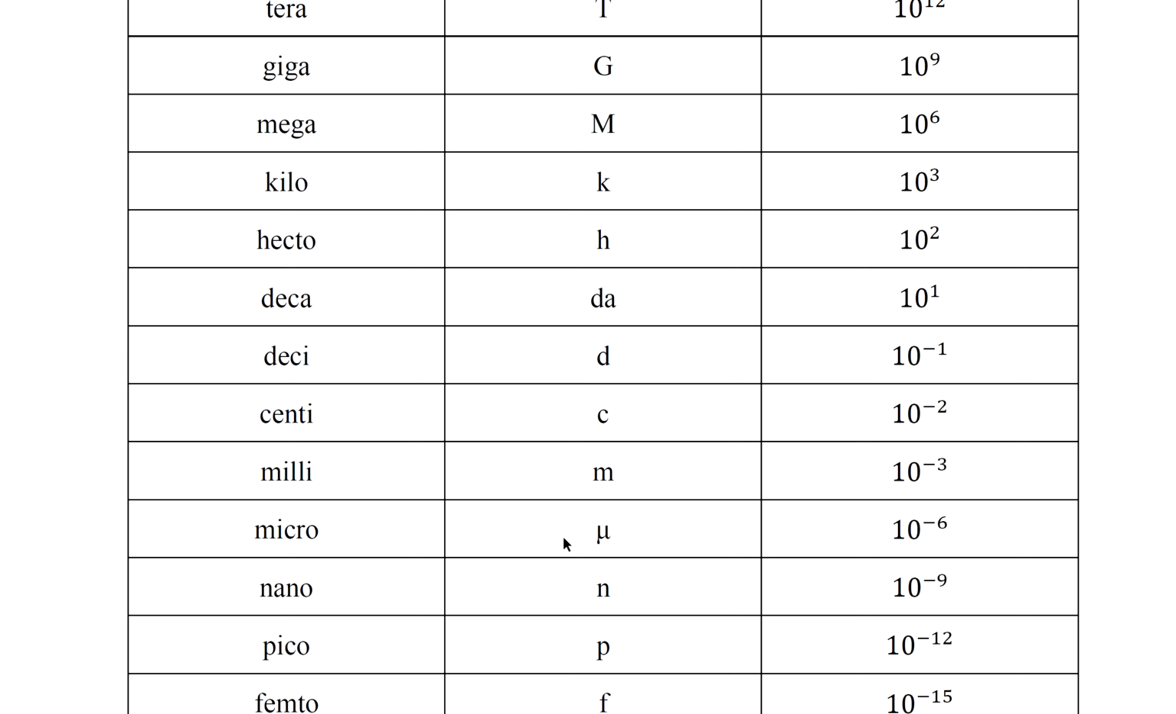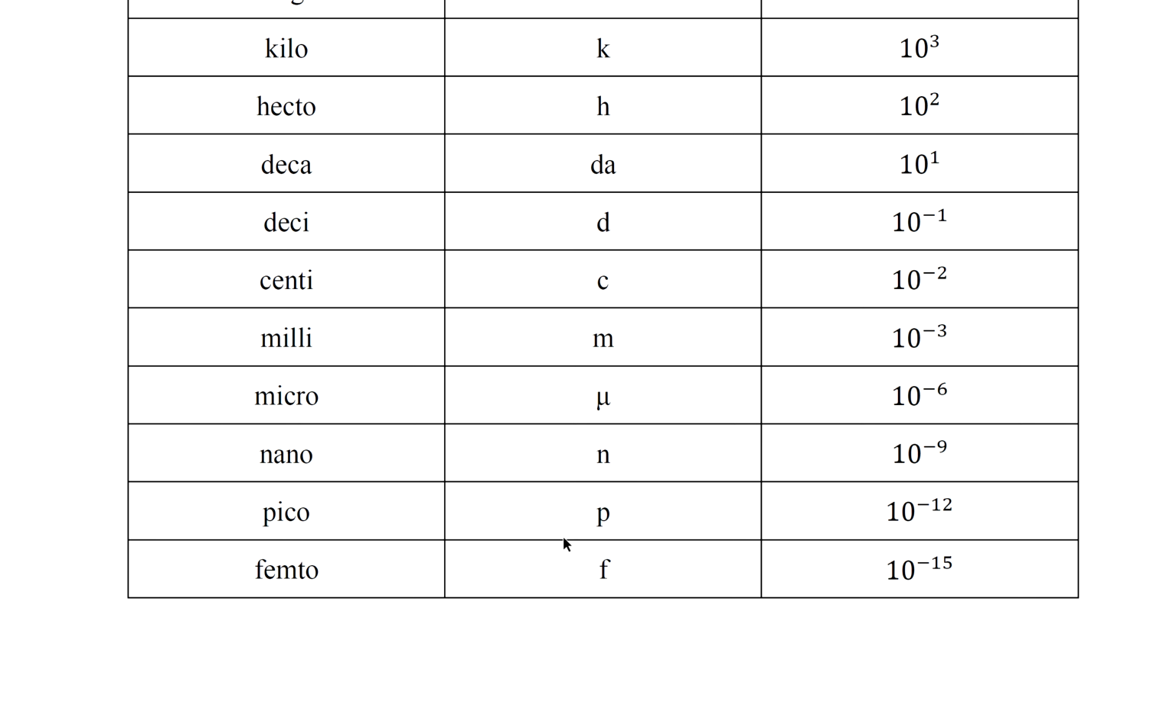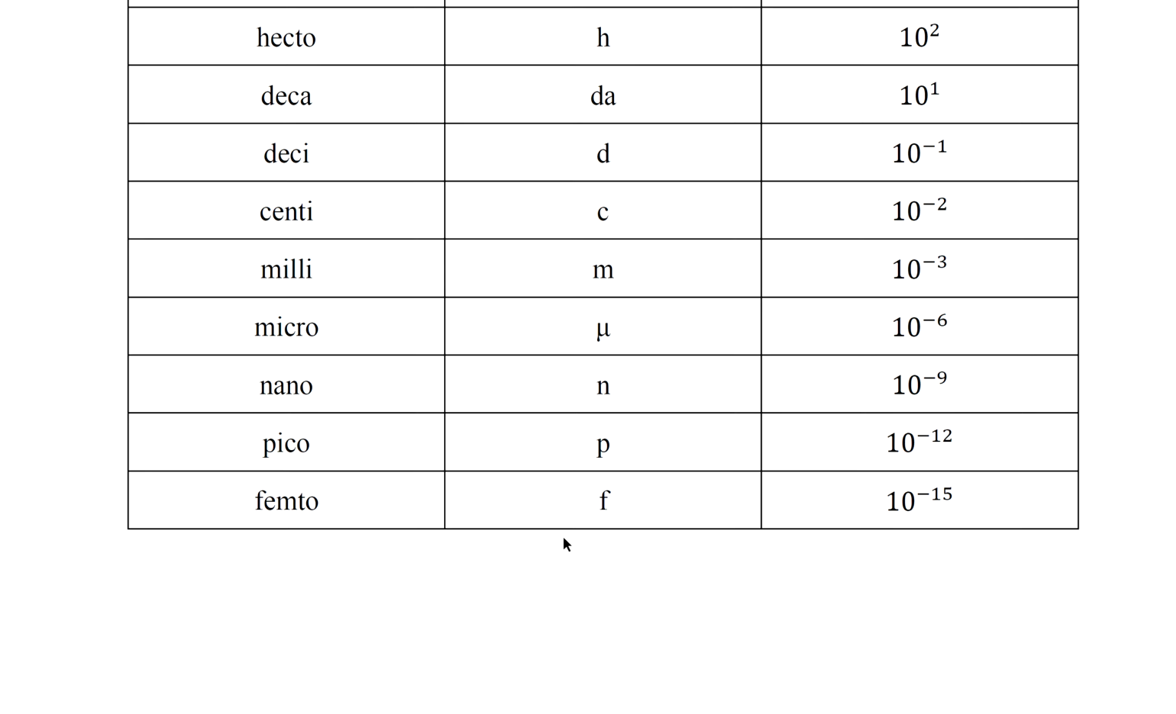Milli is 1 over 1,000. Micro is 1 over 1,000,000. Nano is 1 over 1,000,000,000. Pico is 1 divided by 10 to the 12. And femto is 1 divided by 10 to the 15.